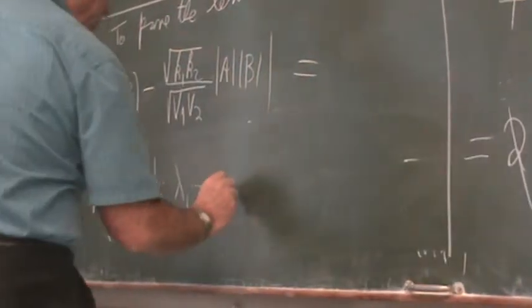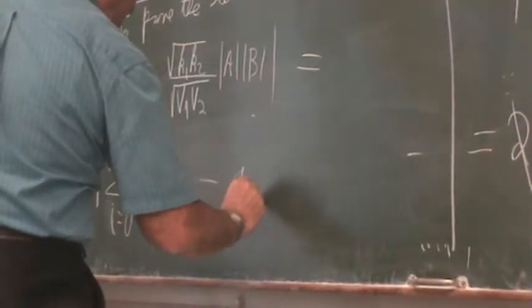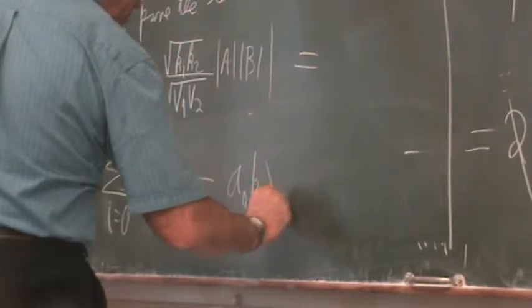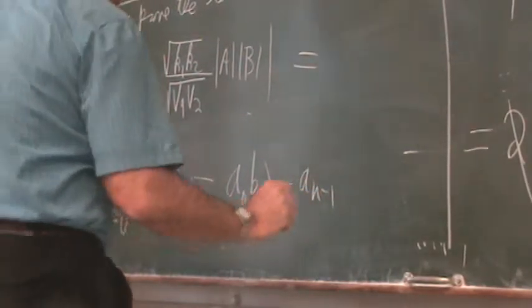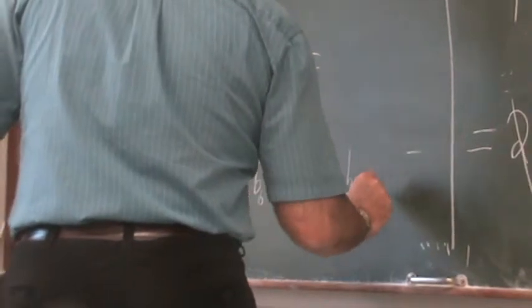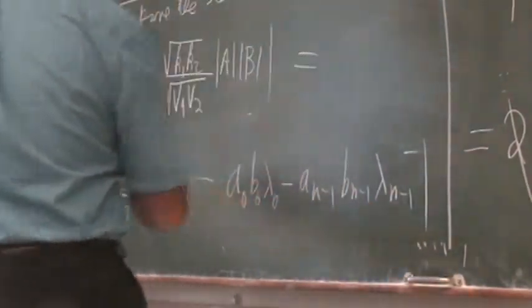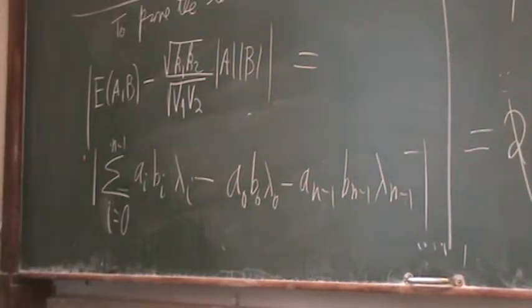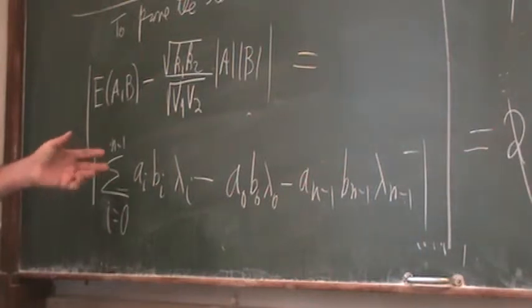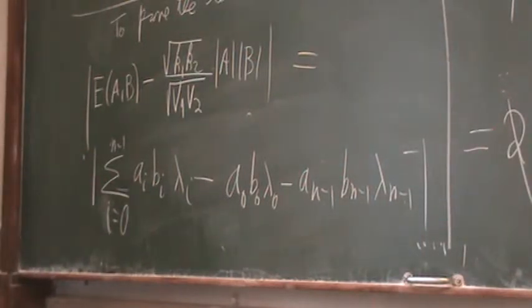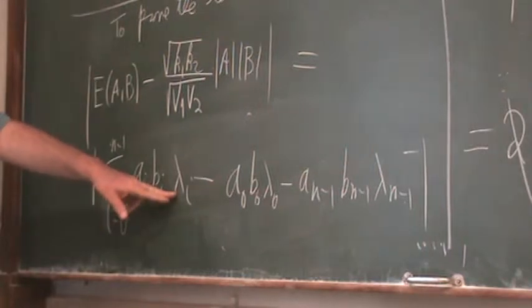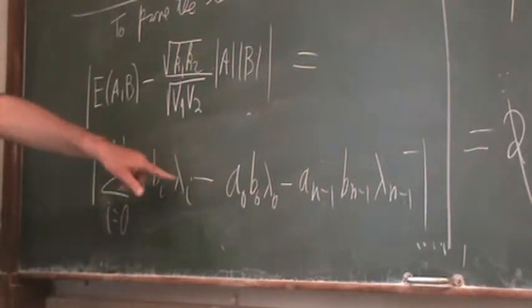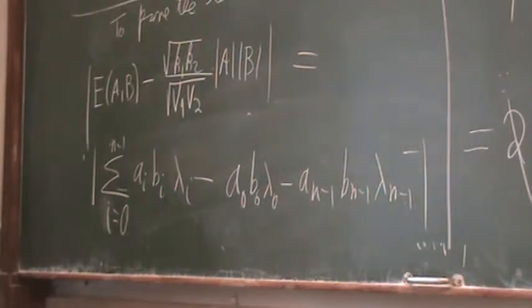And this is A_0 B_0 lambda_0 minus A_{n-1} B_{n-1} lambda_{n-1}. So really this difference is simply the sum over all i except the first and the last, kind of the truncated sum. I'm leaving out the trivial eigenvalues, the contribution of lambda_0 and lambda_{n-1}. That's exactly what we are taking out from the game here.